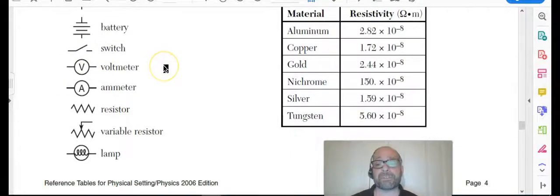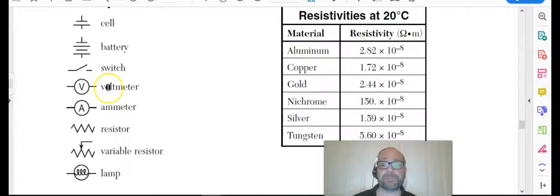And we have some meters. We have a voltmeter. A voltmeter measures potential difference. It's got the letter V inside the circle. And we have an ammeter, and an ammeter is a letter A inside the circle, and that measures the flow of charge through that wire where that meter is going to be placed.